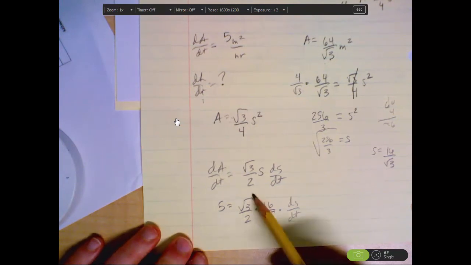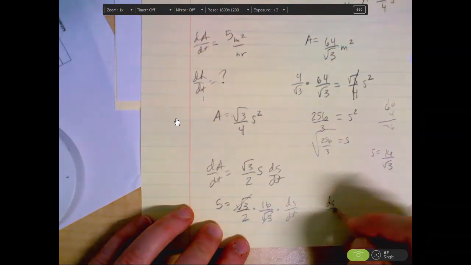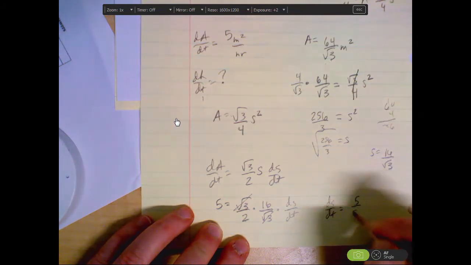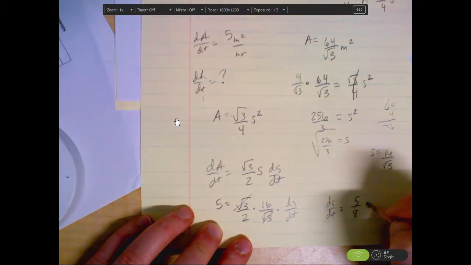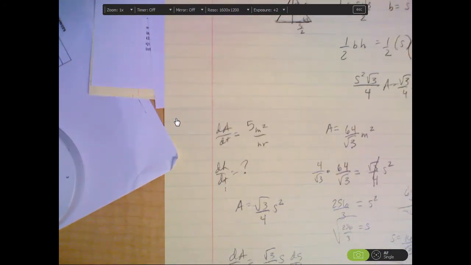So when I multiply these two, those cancel out. 16 over 2 is 8. So the side is changing at 5/8 meters per hour. Now, this is the rate at which the side is changing. The question is asking what's the rate at which the height is changing.